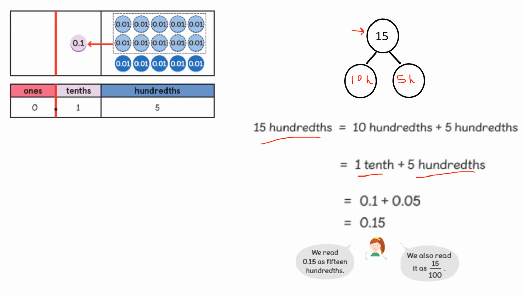Now, if we were writing both of those numbers as decimals, we know that 1/10 will be written as 0.1, and then we know that 5 hundredths will be written as 0.01. Now, altogether, we would then add that up, and that would give us 0.15. So we often read 0.15 as 15 hundredths, but we can also read it as a fraction as 15/100.